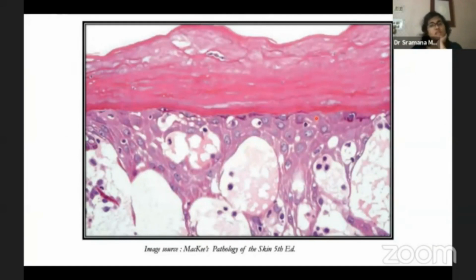Now, this is a picture where on H&E stain, we can see that the epidermis is showing a lot of spongiosis, that is collection of fluid in the epidermis. The stratum corneum is very compact and hardly shows inflammatory cells, but we can pick up something like a pseudohyphae structure and some spores or spherical structures.